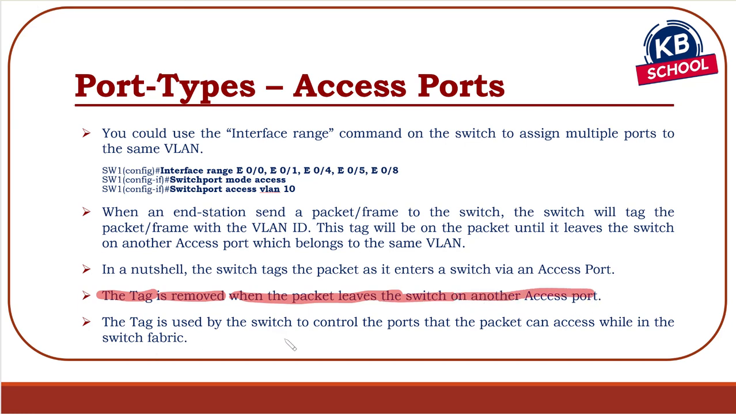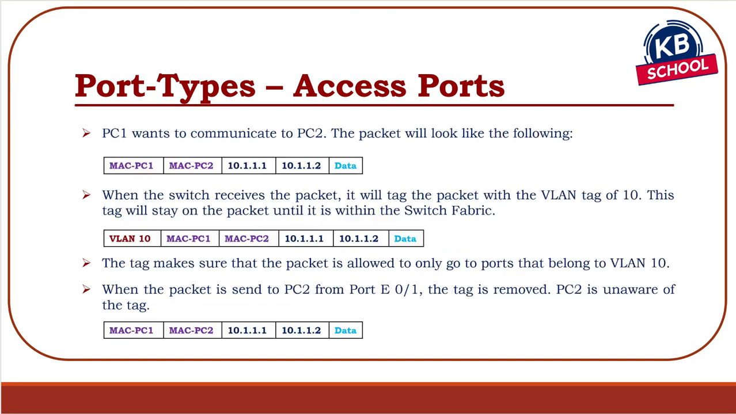All right. The tag is used by the switch to control the ports that the packet can access while in the switch fabric. So it's just a field that you use within the switch to make sure the packet is only allowed to go to other ports in the same VLAN. Because now I've created a virtual switch, and this tag is the one that makes sure my frames do not leak out into other VLANs. Now, just to give you a graphical depiction of it, let's say PC1 wants to communicate to PC2, the packet will look like this. When it leaves PC1, a frame will look like this.